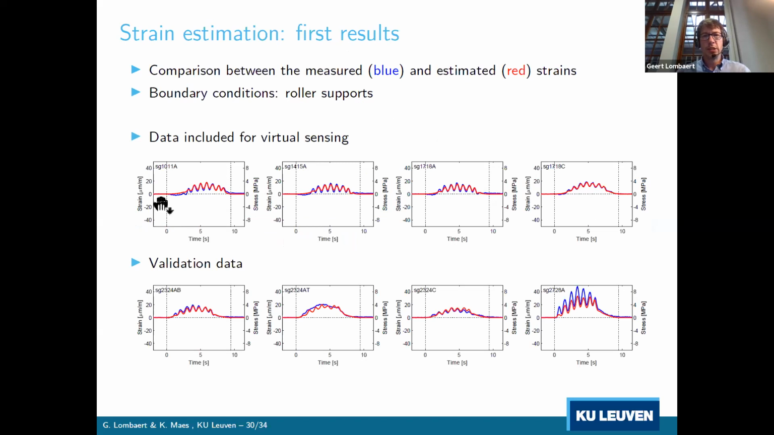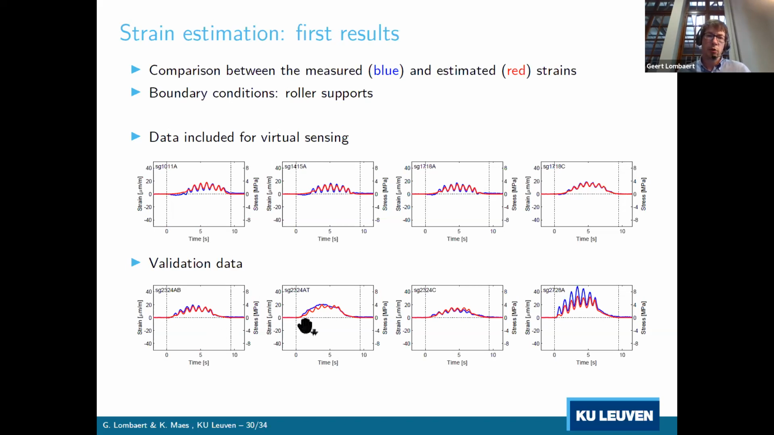What you can see in the top row of figures is the strains which were used as input to estimate these axle loads. And what you can see is that the measured and the estimated strains agree quite well, which makes sense because the loads have been determined by least squares fit of these. And then what you can see on the second row are the validation data.